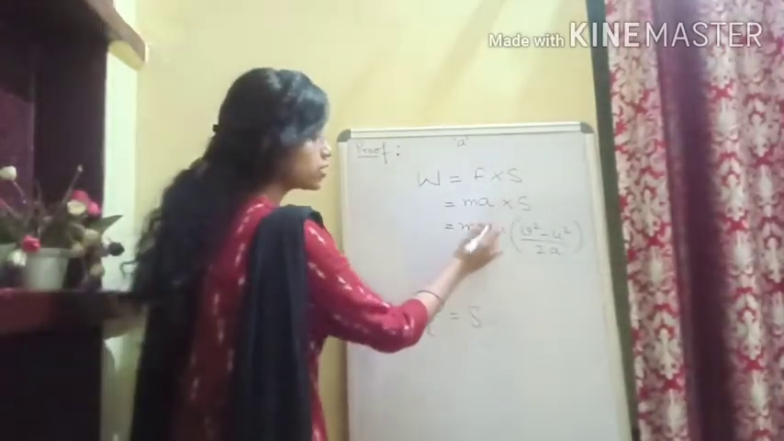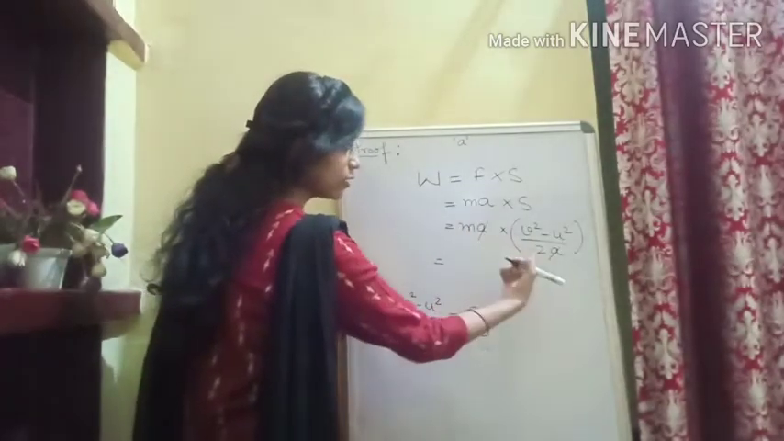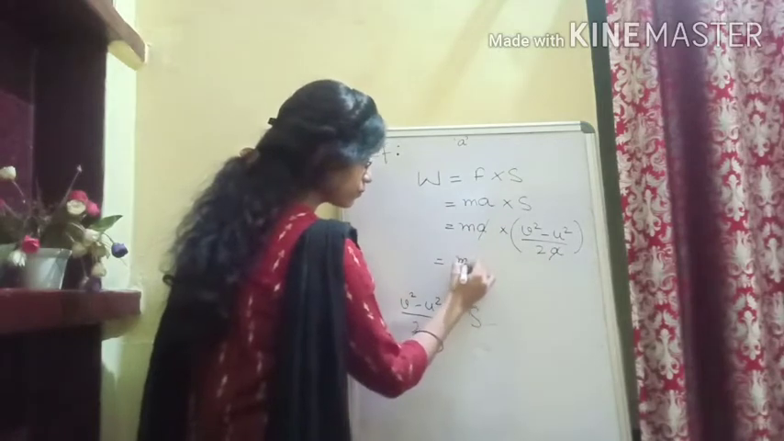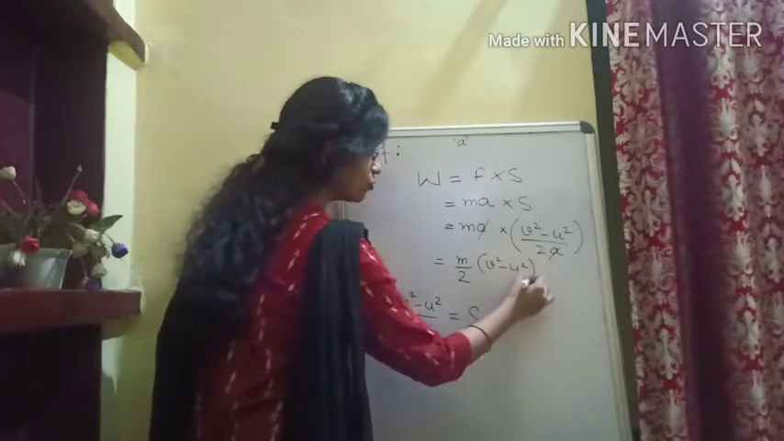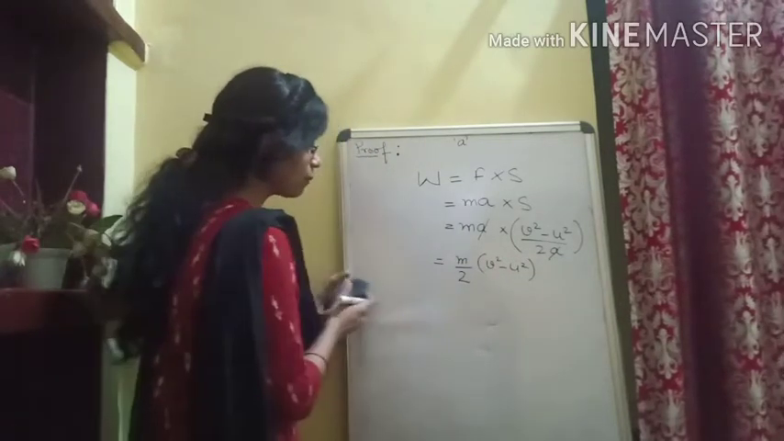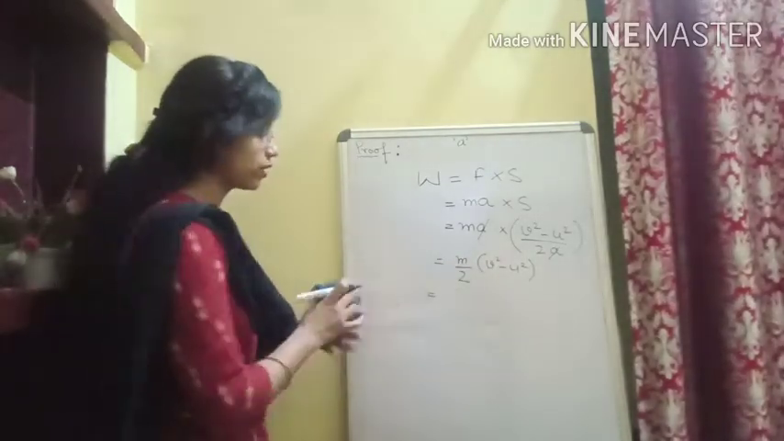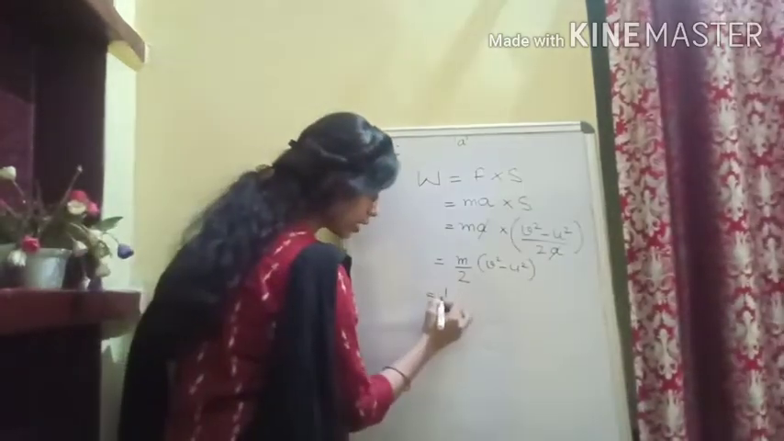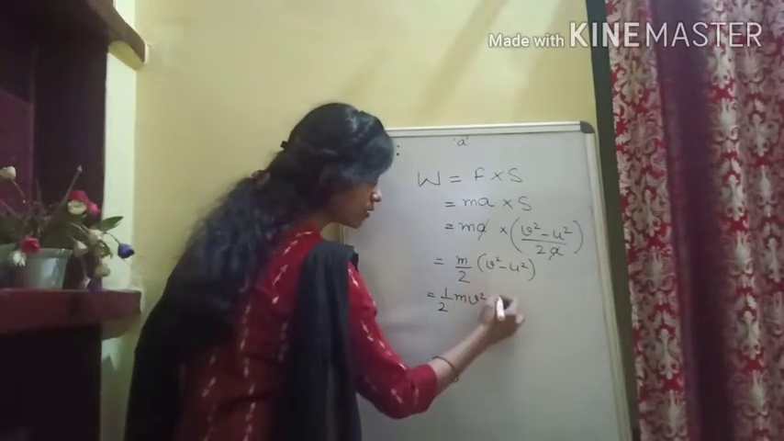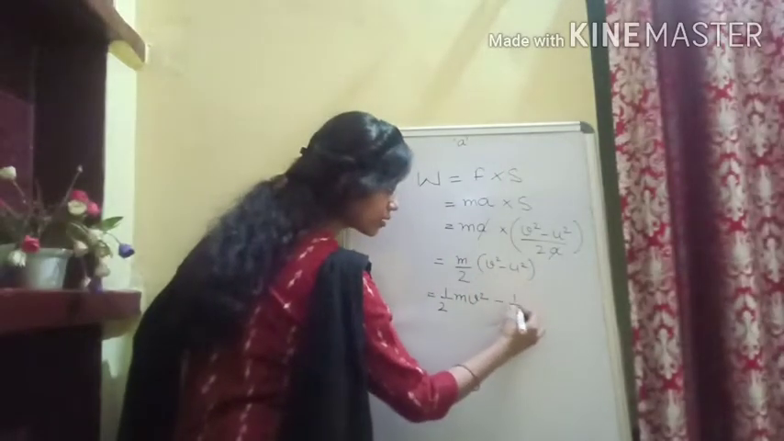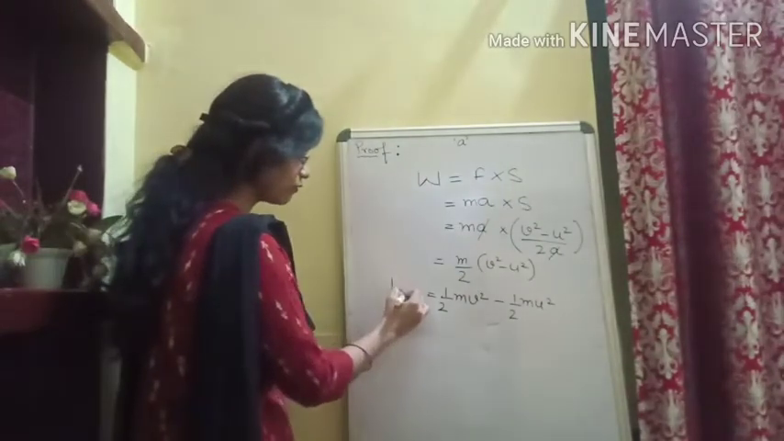Now if you see this a and this a, we can cancel them. We are left with m upon 2 and v square minus u square. Now I am going to open the bracket. Now m upon 2 into v square, that is m upon 2 v square, I can write like this: half m v square minus m upon 2 u square, and on the left side we have work done.